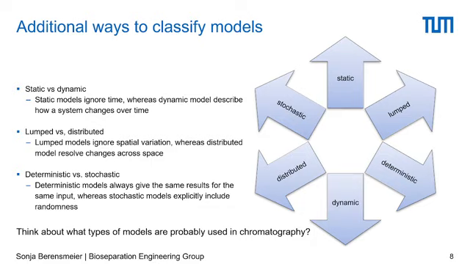And then lastly, we can also differentiate models between being deterministic or stochastic. Deterministic models will always give you the same result if you have the same inputs, whereas stochastic models explicitly include some randomness in their process. At this point, you can maybe stop the screencast shortly and think about what types of models are probably going to be used in chromatography. Are they static or dynamic, lumped or distributed, and so on?